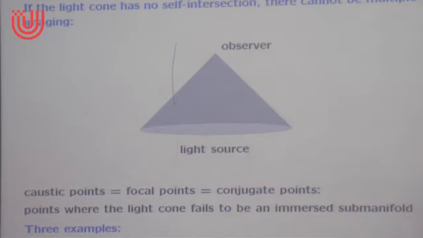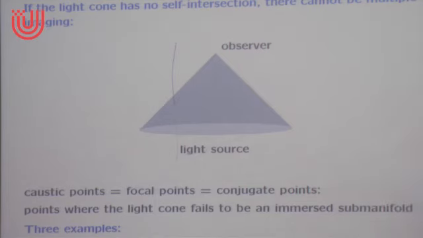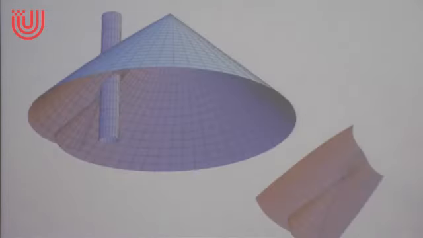So the essential thing, the first thing which you should understand, is that you need such folding over in order to have an interesting lensing situation. If the light cone does not fold over, then there's no interesting lensing. And now the question is what sort of folding over could occur. I want to demonstrate this by way of three examples.